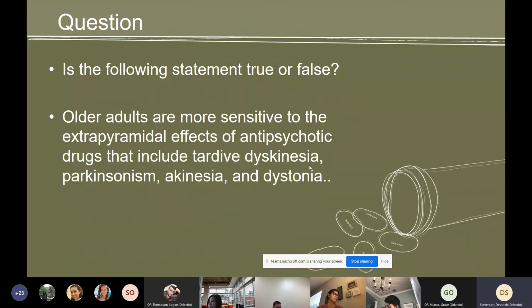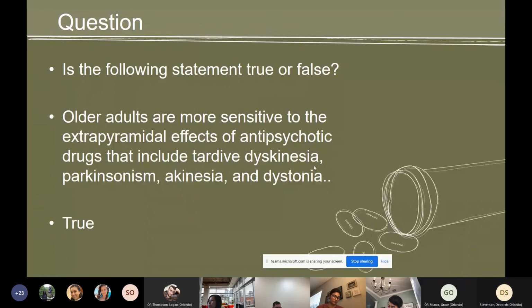So is this true or false? Older adults are more sensitive to the extrapyramidal effects of antipsychotic drugs, tardive dyskinesia, Parkinsonians, akathisia, and dystonia. And of course, the answer is going to be true. Okay, absolutely. They're very, very sensitive to these effects of your antipsychotics.